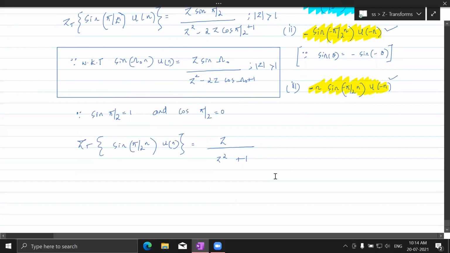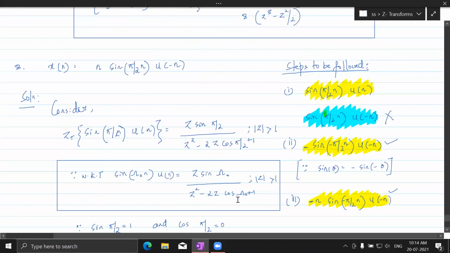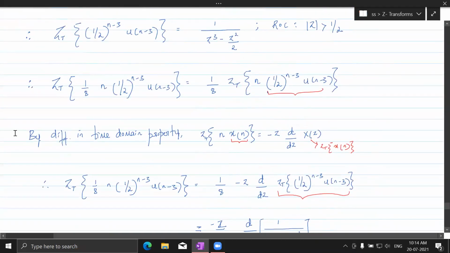Fine. Then let's use this time reversal property. So before time reversal, let's get this. This can also be done. n sine pi by 2 n u of n is equal to what? So which property do we use? We use the differentiation in time domain property.